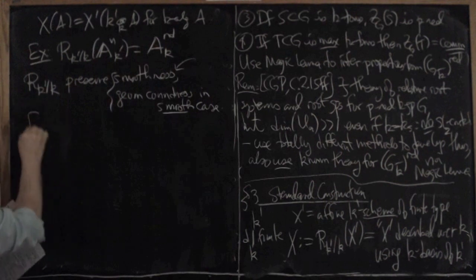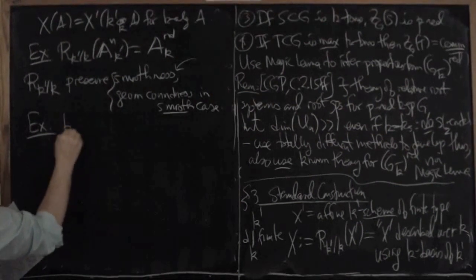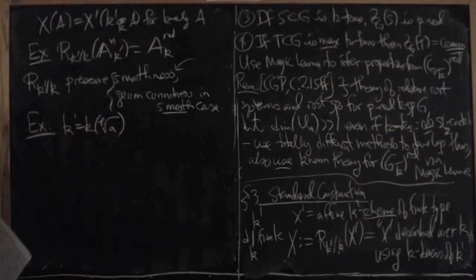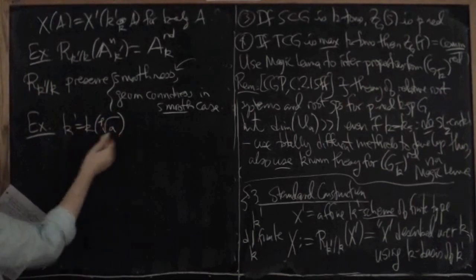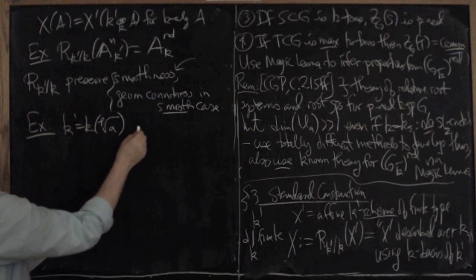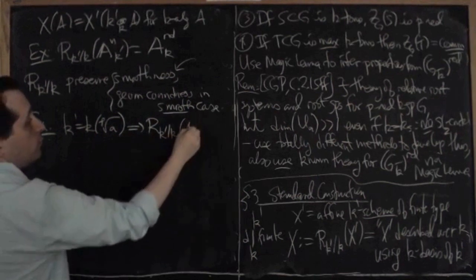But let me give another example just to illustrate some of the weird things that can happen. So suppose K prime is K adjoined the pth root of a, so a degree p purely inseparable field extension in characteristic p. And let's think about the Weil restriction of mu p.